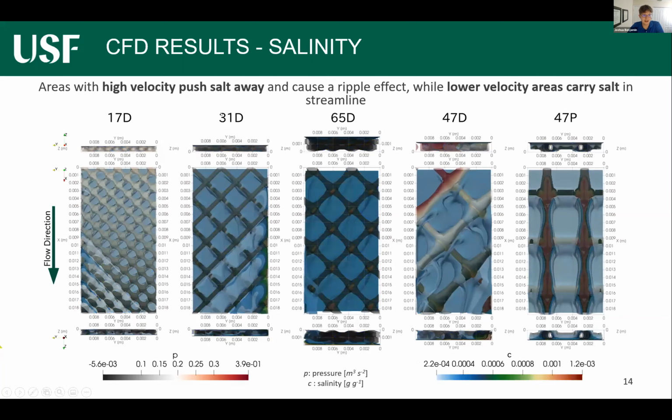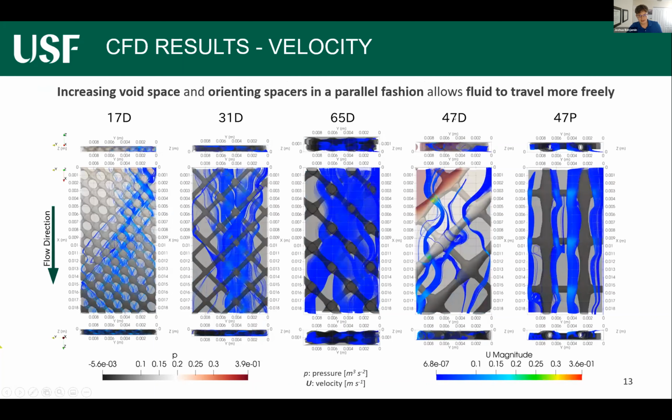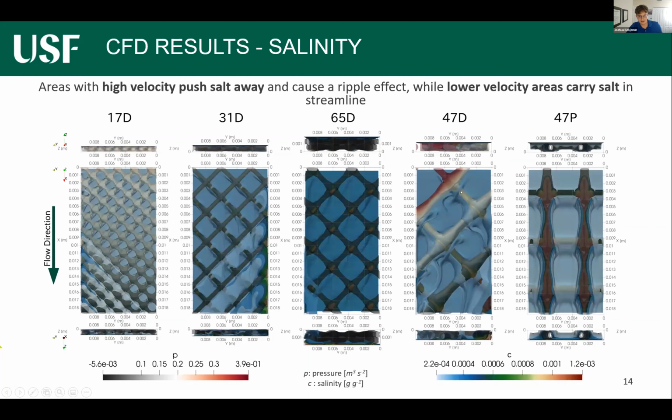In terms of how the spacers affect the salinity fields, we found that areas with higher velocity would push the salt away and create a reciprocal effect. And again, you can see that in this area right here where we had that high velocity stream, and then it creates kind of a ripple effect from the salt moving away from a high velocity area, while lower velocity areas would actually carry salt in the streamline. And you can see that in this one specifically where you have this lower velocity streamline, and it also is able to carry that salt away.